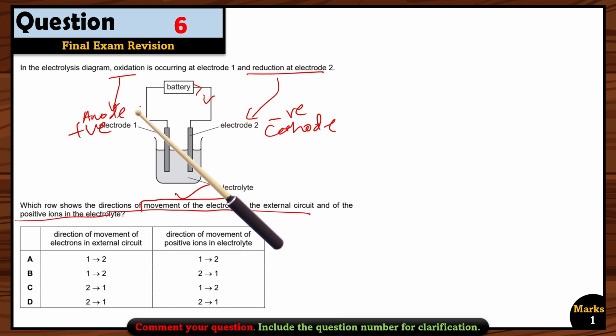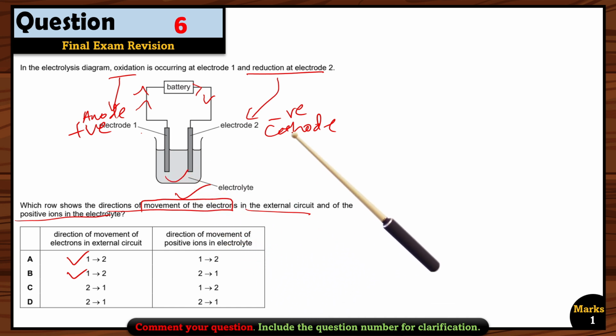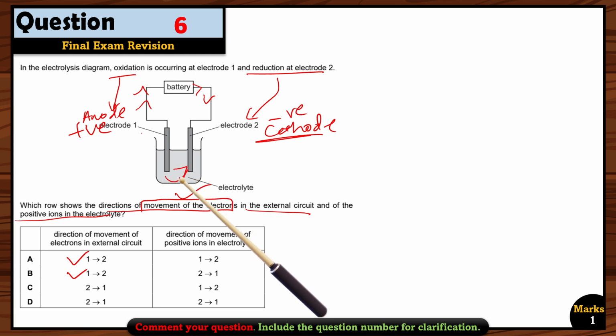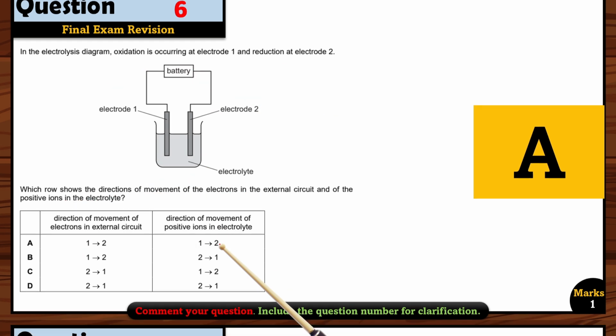So from where are they moving? From 1 to 2, right? So from 1 to 2, these two options are right. Now the direction of the movement of positive ions in the electrolyte. Positive ions will also move towards the cathode, which means they will move towards electrode 2. So they are moving from here to 2. So this option is the right option. That's why option A is the correct option.